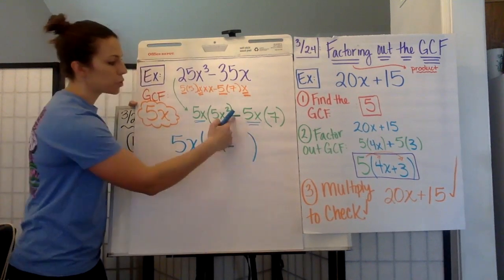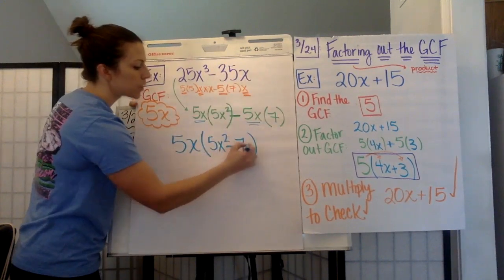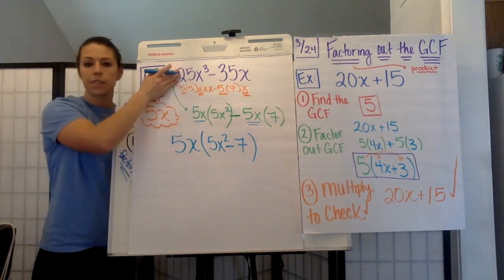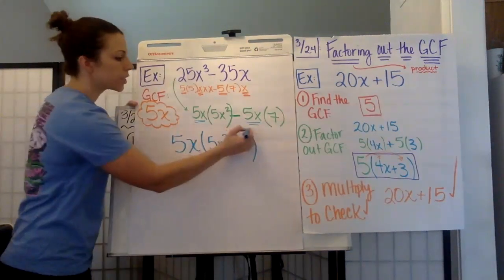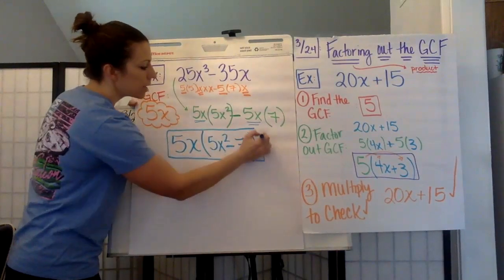Maintaining the structure of subtraction, 5x times 7 gives me 35x. So my second term is 7. We have now taken something that's a difference, turned it into a product. So as far as factoring is concerned, we are done.